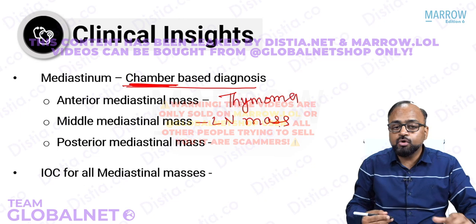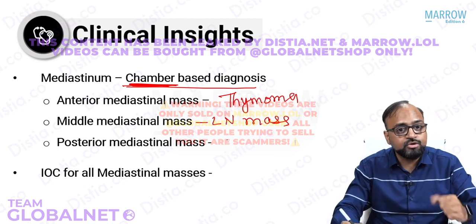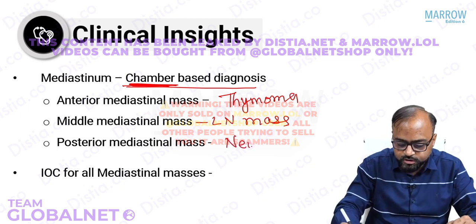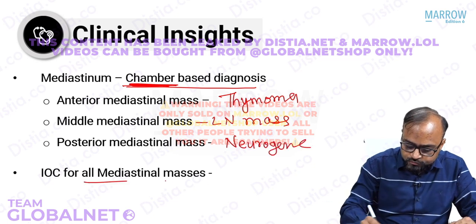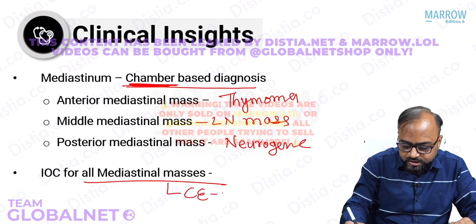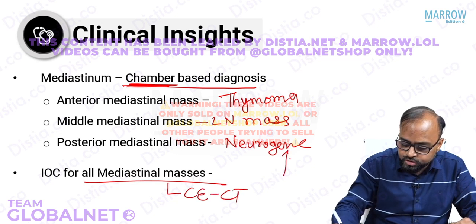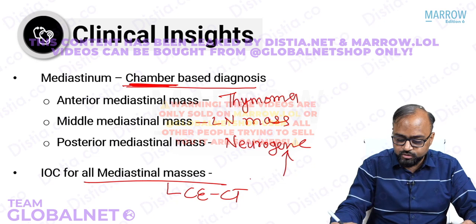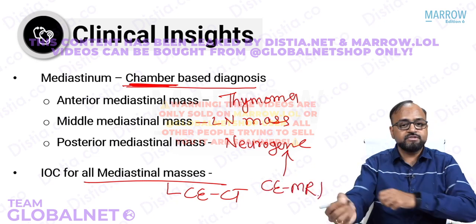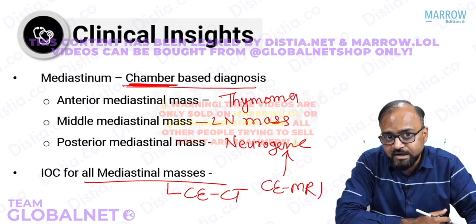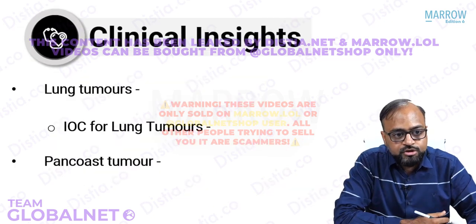Posterior, because I know the main components in the posterior mediastinum are neurogenic components. The most common posterior mediastinal mass is a neurogenic tumor. The investigation of choice for all mediastinal masses is contrast enhanced CT, except posterior mediastinal masses, because they are neurogenic. The investigation of choice is contrast enhanced MRI. We have seen various signs. We have seen the dumbbell appearance. We have seen target signs of neurogenic tumors.